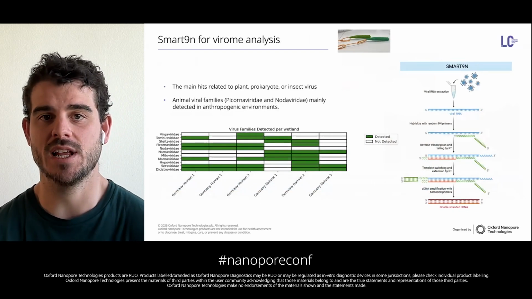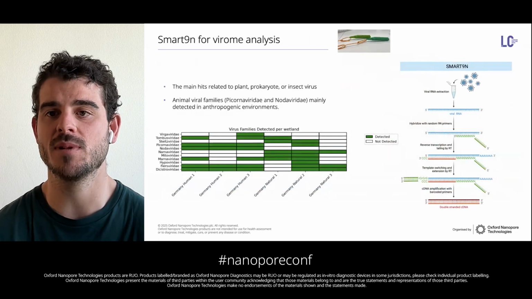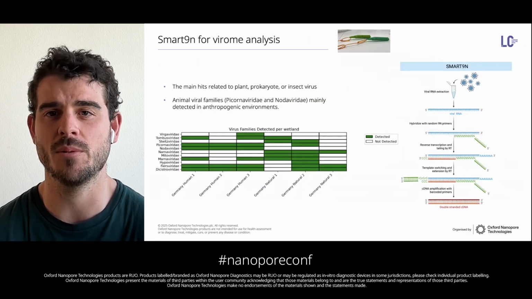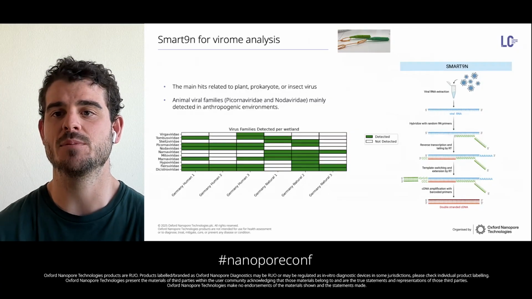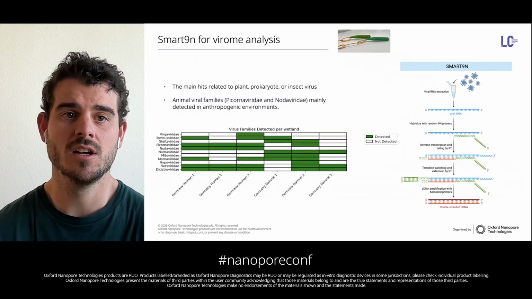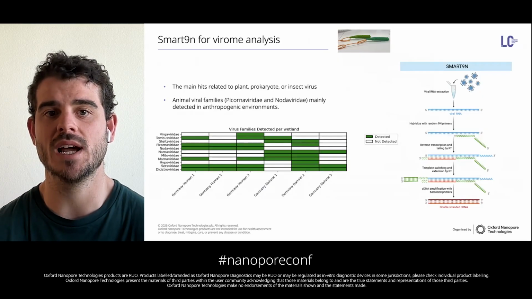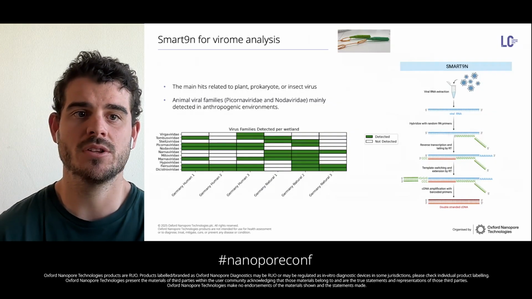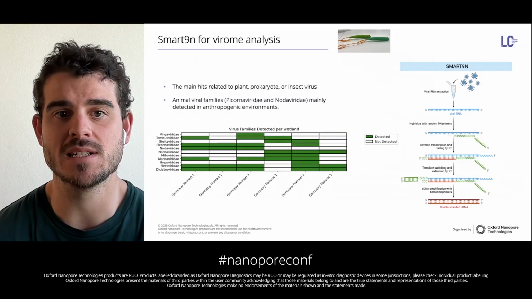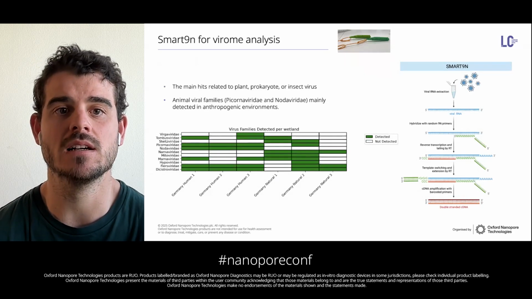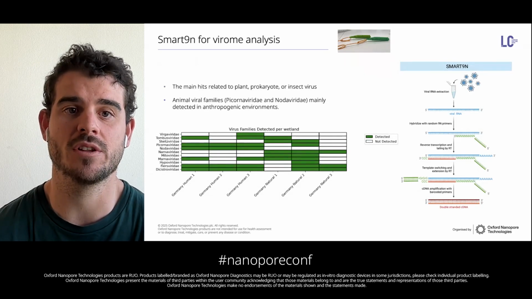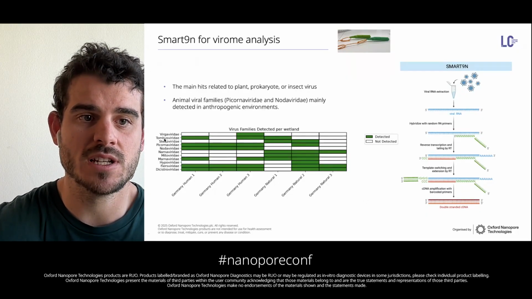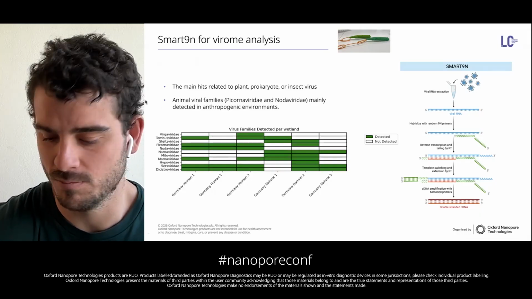Now, moving to the more general virome analysis, what we did was a random amplification using SMART-9N. That's a similar technique to SISPA that you are probably aware of, but it's adapted for long reads. Here, what we saw is that the main hits were related to plant, prokaryote, or insect viruses, as we expected, because these were environmental samples. But the families that we know have animals as a host, that was Picornaviridae and Nodaviridae, were mainly detected in the anthropogenic environments, as you can see in the figure below.